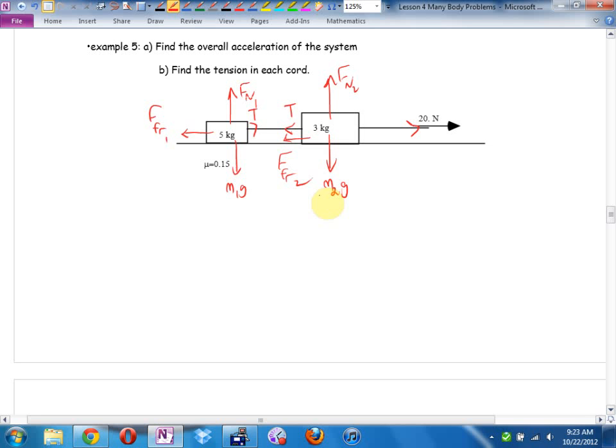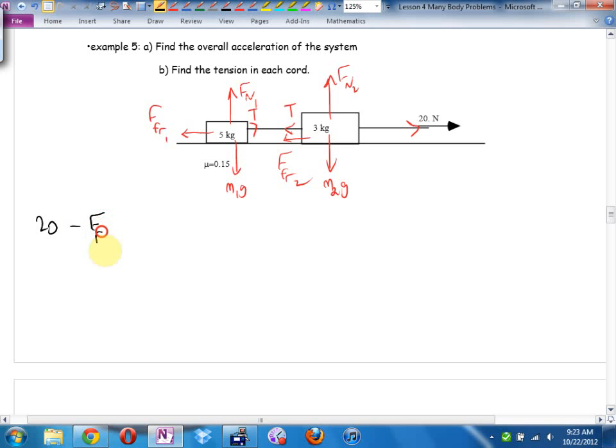Who's winning? I don't know. Who am I going to guess is winning? 20. So now I'm committed. 20 minus, that's walk down the rope.